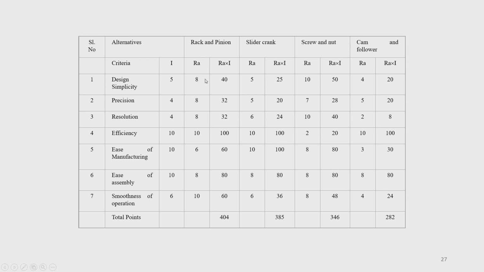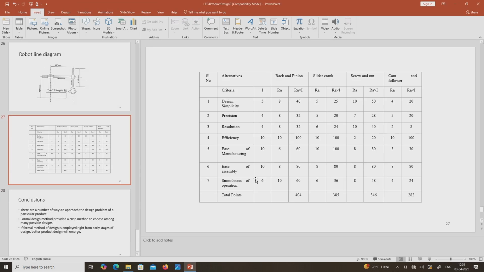In each one, I am taking the product of the importance rating RA and the rating I for each alternative: rack and pinion 40, 32, and then I am adding all these points. So, I got a total of 0.404 for rack and pinion, 385 for slider crank, 0.346 for screw and nut, and 282 for cam and follower. Sometimes some people call this a priority decision table.